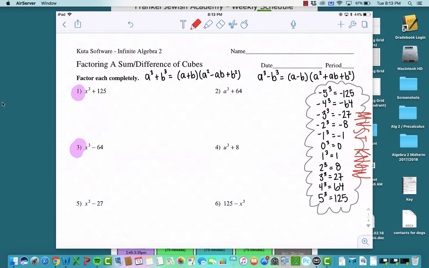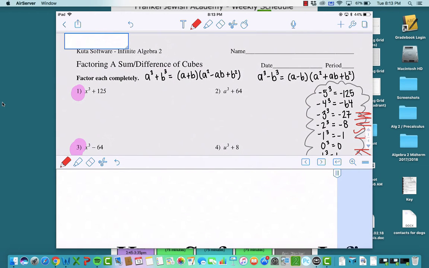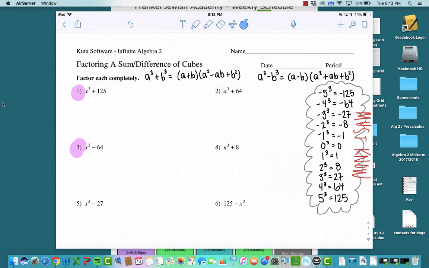Okay, so this is going to be your sum and difference of cubes extra help video. Again, this worksheet is on Schoology if you want to follow along. I'm going to do the highlighted examples, but before I do, I'm going to talk about some of the stuff that I already have written down. So the first two things I've written down are the formulas.